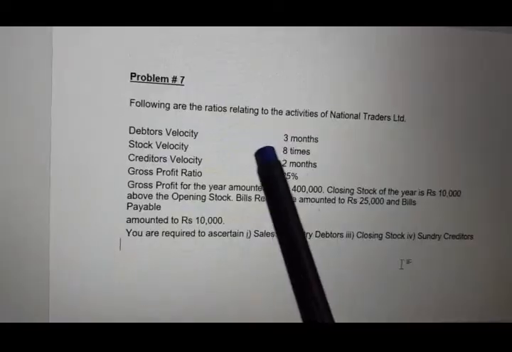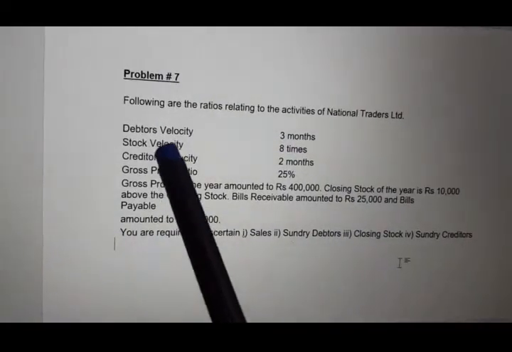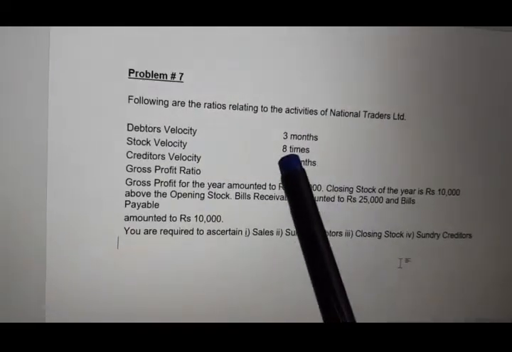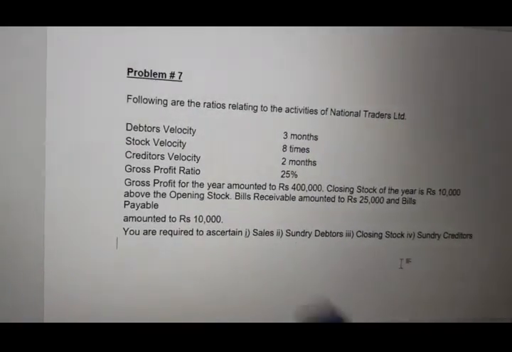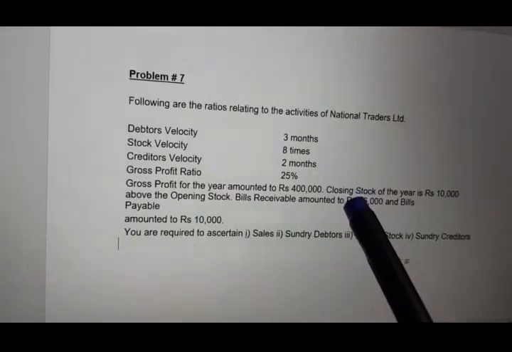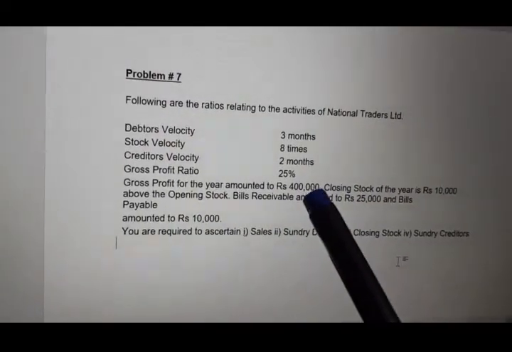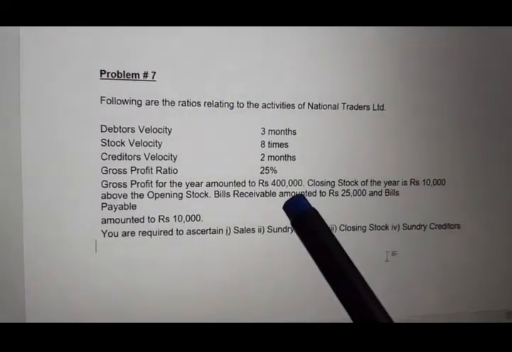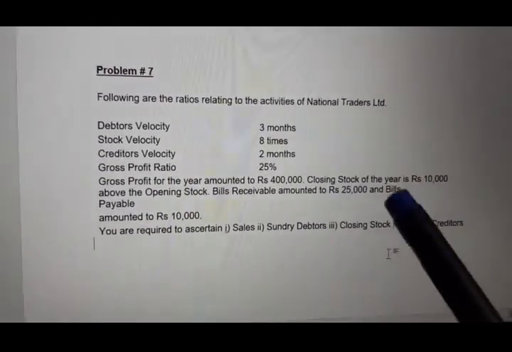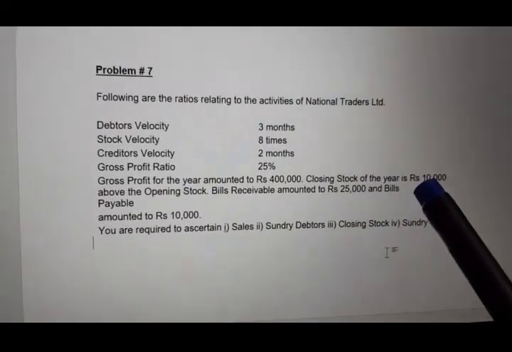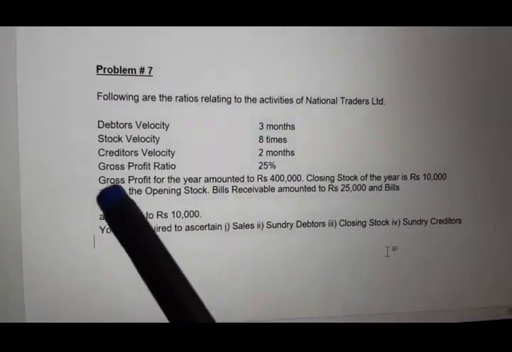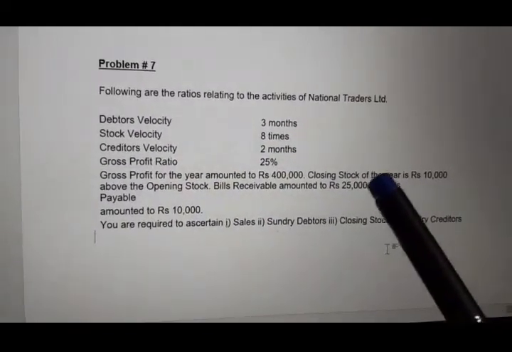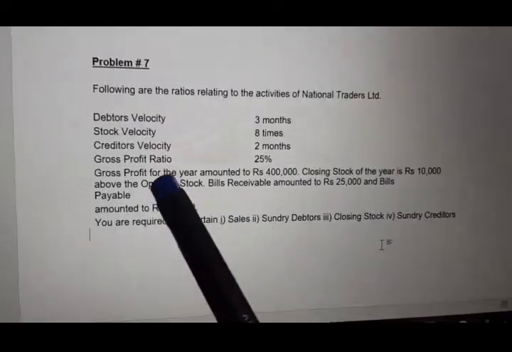So here it has been given as debtor velocity ratio, stock velocity, but this is actually stock turnover because the result is given in times. Okay, next one is creditors velocity ratio, again 2 months, and gross profit ratio as 25%. Next one, gross profit for the year amounting to 4 lakh. Closing stock of the year is rupees 10,000 above the opening stock.